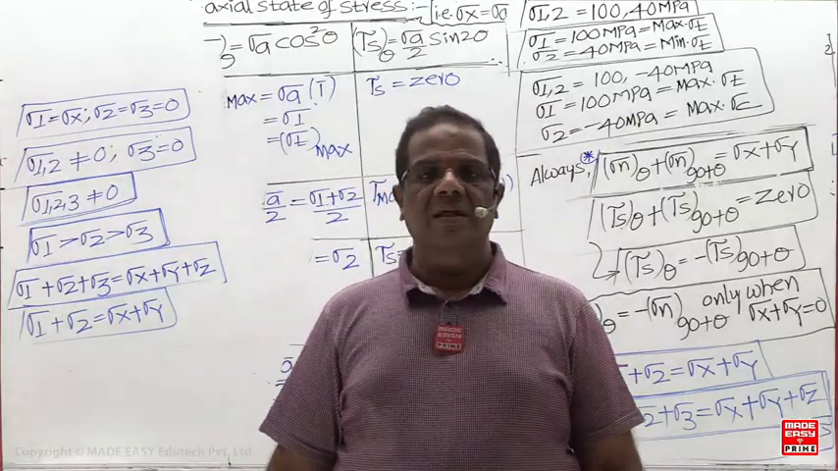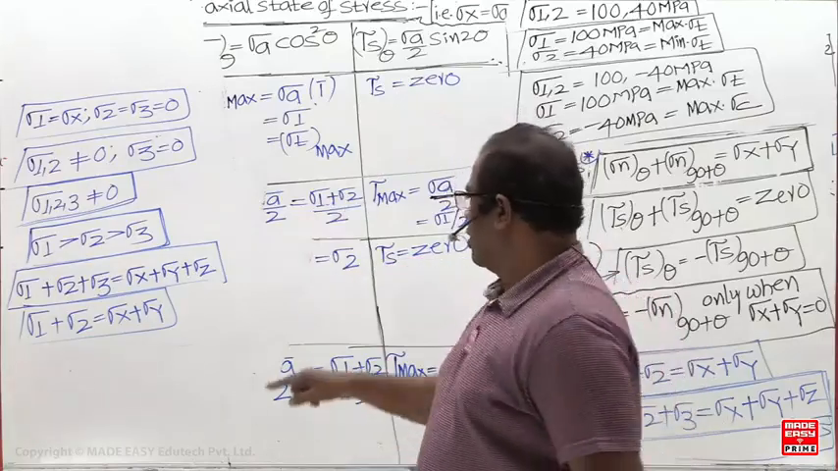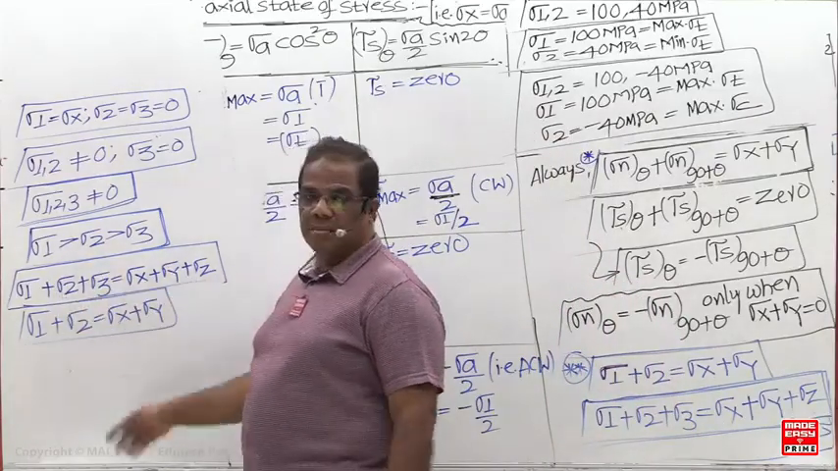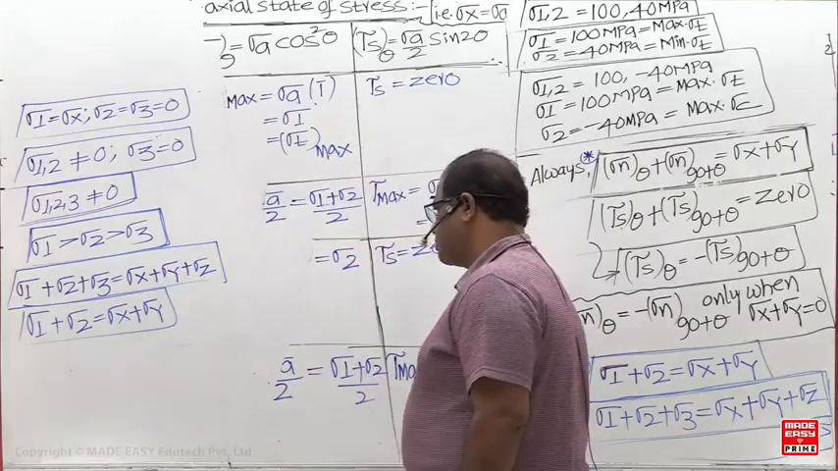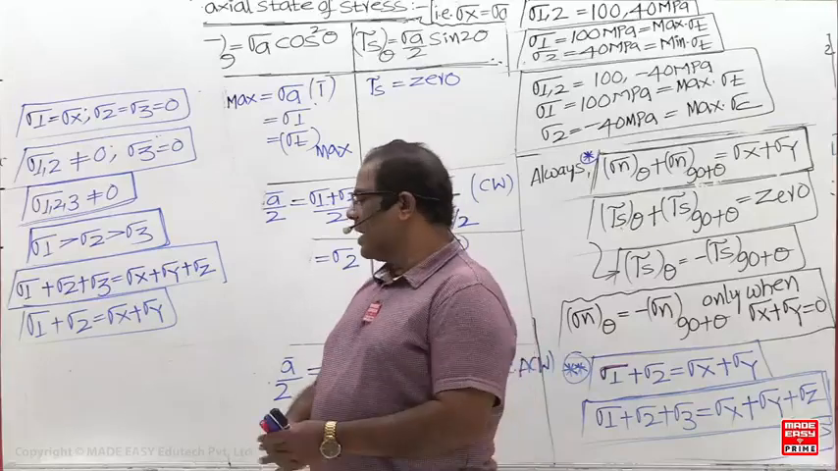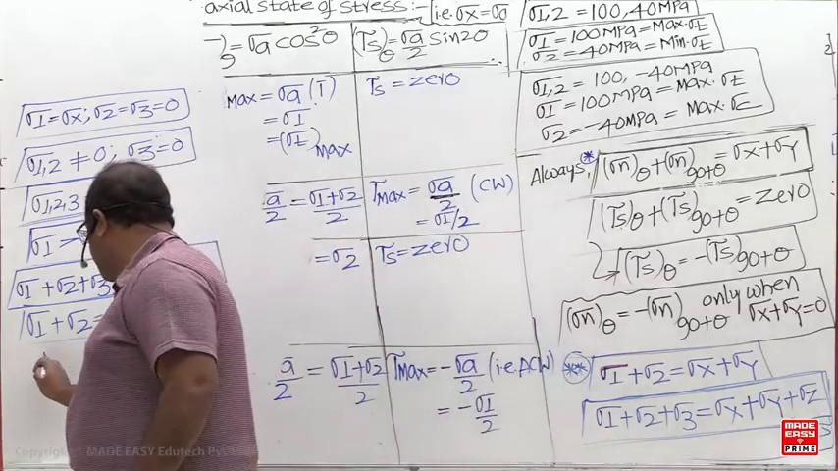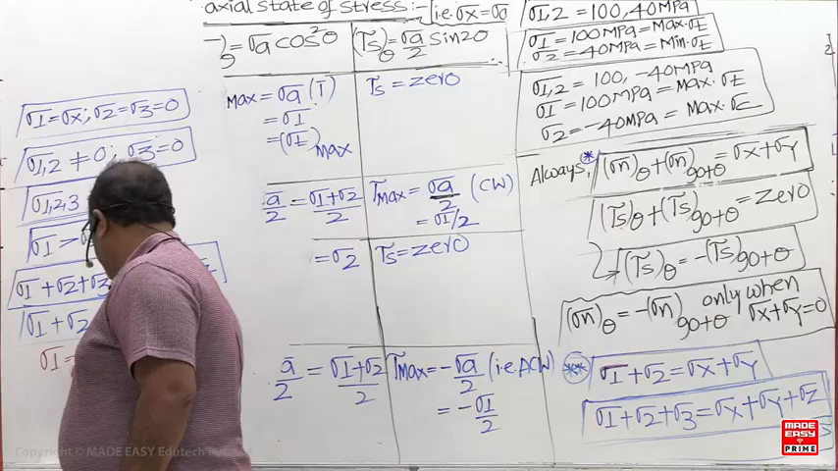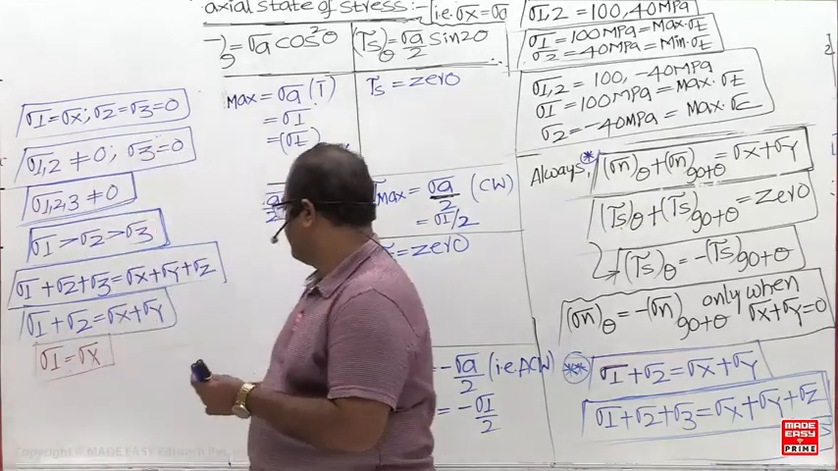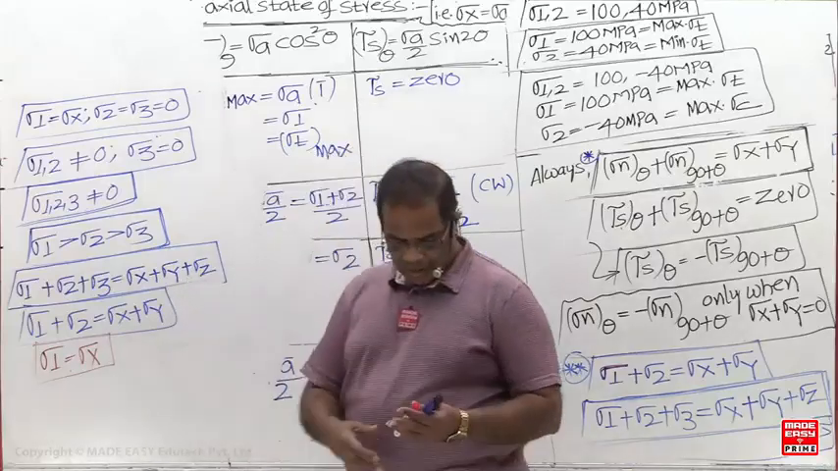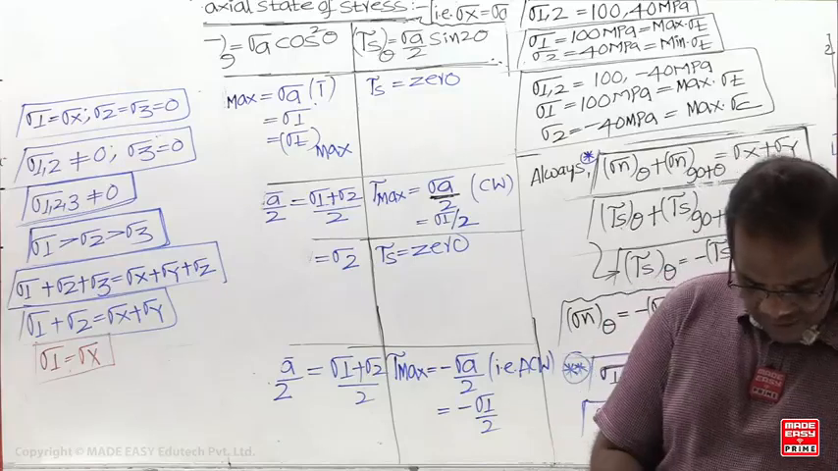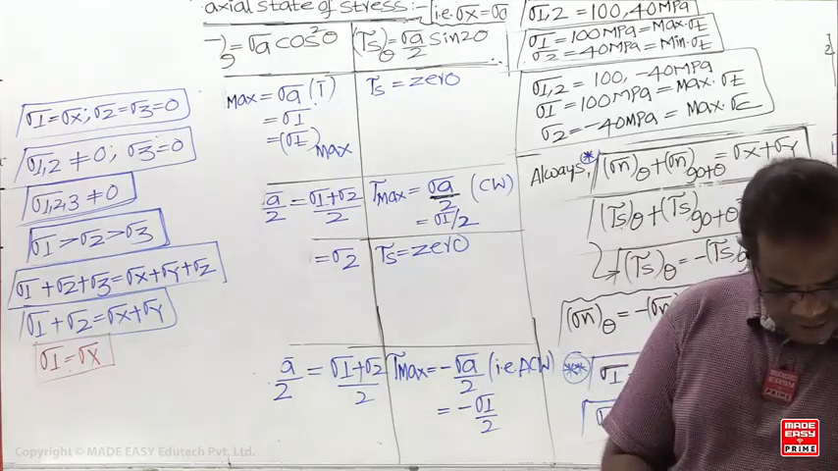In the uniaxial case, sigma y is 0, sigma z is 0. In the uniaxial case, these two are 0. So directly sigma 1 equals sigma x. This is in case of triaxial, this is going to be biaxial. And in the uniaxial case, directly sigma 1 equals sigma x. Next, write down now. Tau-max planes, write down now.